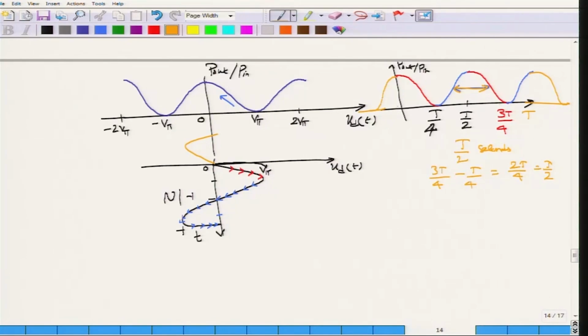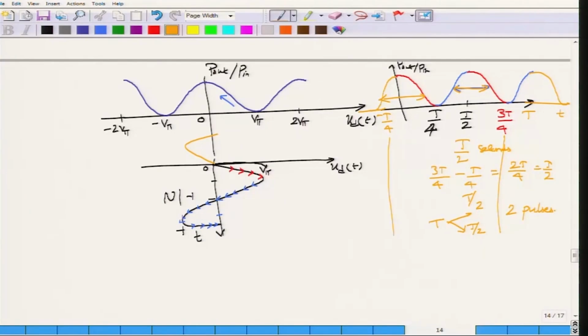You have obtained two pulses, one pulse from T by 4 to 3T by 4 and one more pulse. If you remember that this signal ud of t is actually a function of time, so you will have obtained one more pulse. So if this would be minus T by 4. So in the total time period of minus T by 4 to 3T by 4, which would correspond to one time period T, you have obtained two pulses, right. So each lasting T by 2 seconds, you have obtained two output pulses, okay.